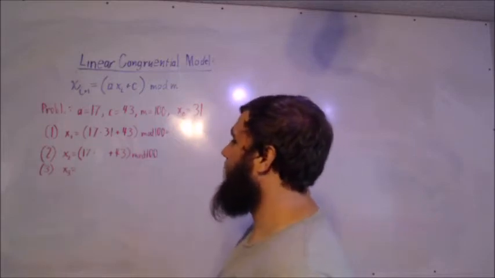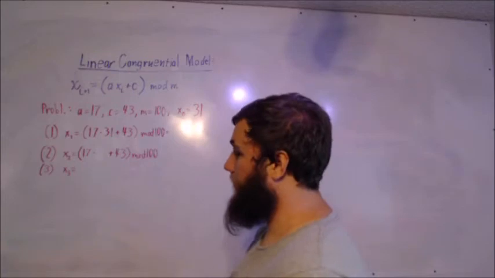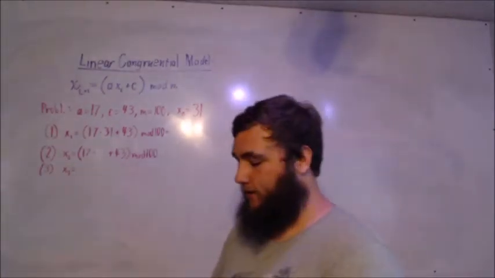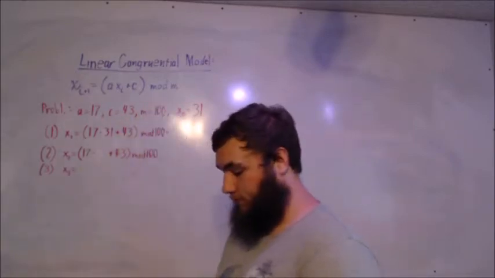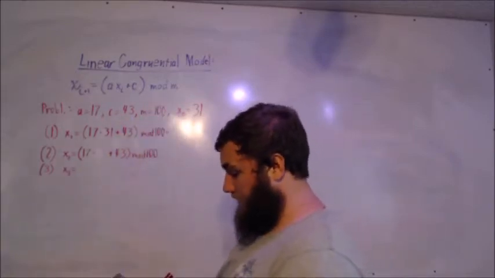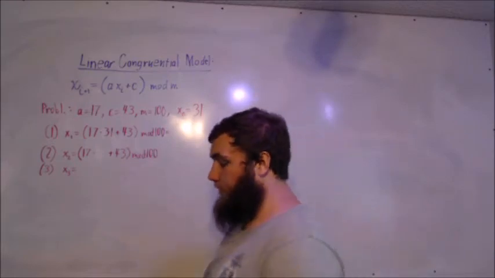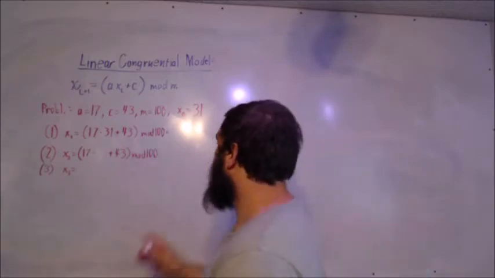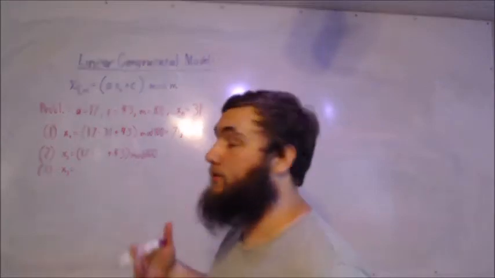So, for this first one, it's 17 times 31 plus 43, mod 100. You take out your calculator, and this is based off of what I plugged into my formula. 17 times 31 plus 43 gives me 570. As this is mod 100, that means my result is actually 70. I can ignore the 500.